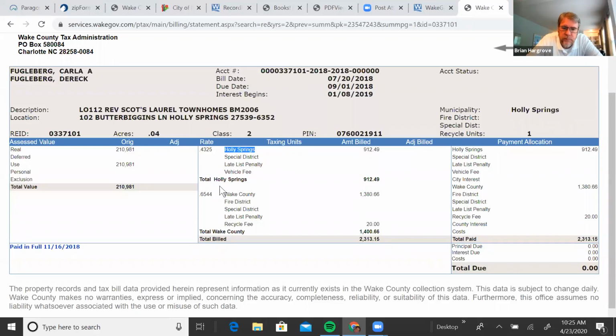Right? Suppose it has Wake County and Holly Springs. Correct. What do we do? What do we do if it's in a different town? Like that one was Apex and here it says Holly Springs.